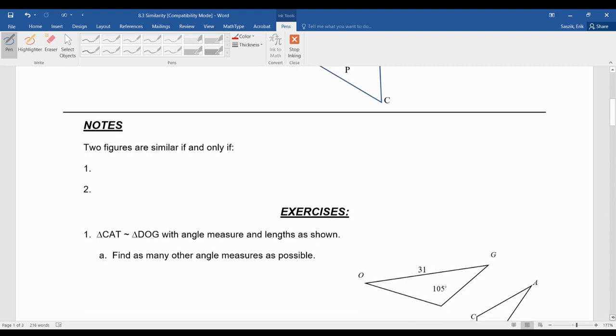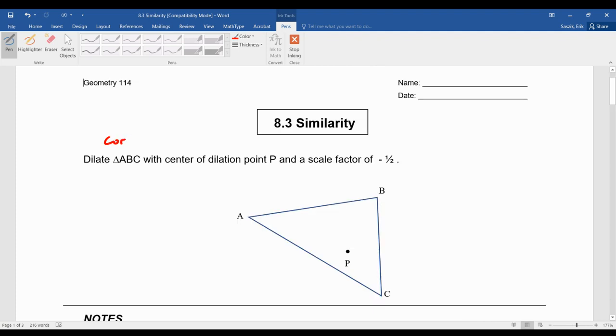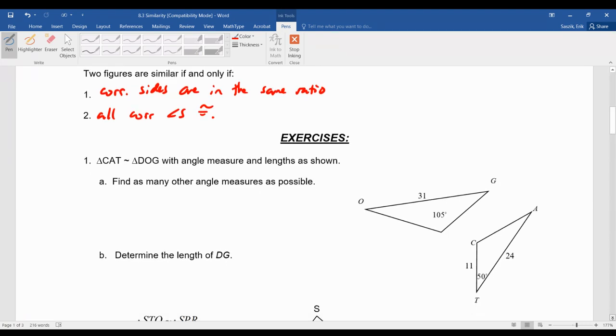Okay, we're going to talk about similar figures now. Two figures are similar if and only if the corresponding sides are in the same ratio and all corresponding angles are congruent. Okay? So it's a little bit different than congruency, of course. We're talking about similar figures.